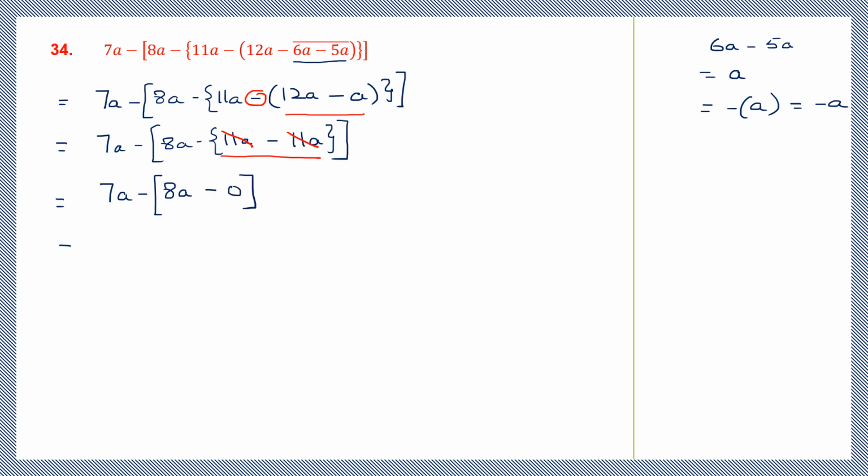So when you open the square bracket, this is the last bracket left, we're going to open this. You can see 8a minus 0 is 8a. So this is minus 8a. Now 7 minus 8, the signs are different. Put the sign of the bigger number and subtract. 8 minus 7 is 1, that's 1a. So our final answer is minus a.